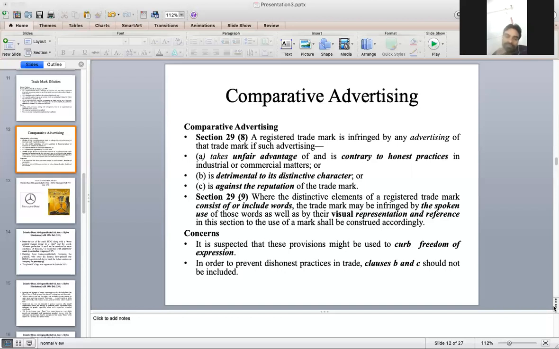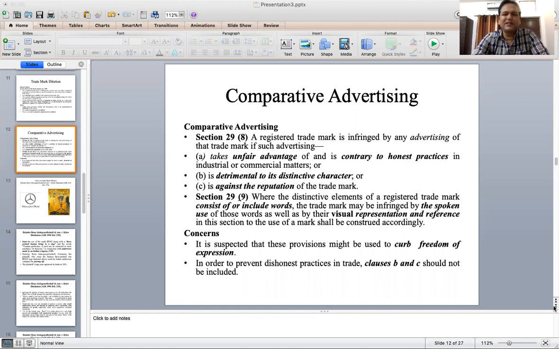Along with that, there is Section 29 clause 9 which says where the distinctive elements of a registered trademark consist of or include words. So it is taking a peculiar case where the trademark is used in the form of words. The trademark may be infringed by the spoken use of those words as well as by their visual representation. And reference in this section to the use of the mark shall be construed accordingly. So in cases of words, as you see, visual as well as sound appeal, like in the form of spoken words, both are considered.